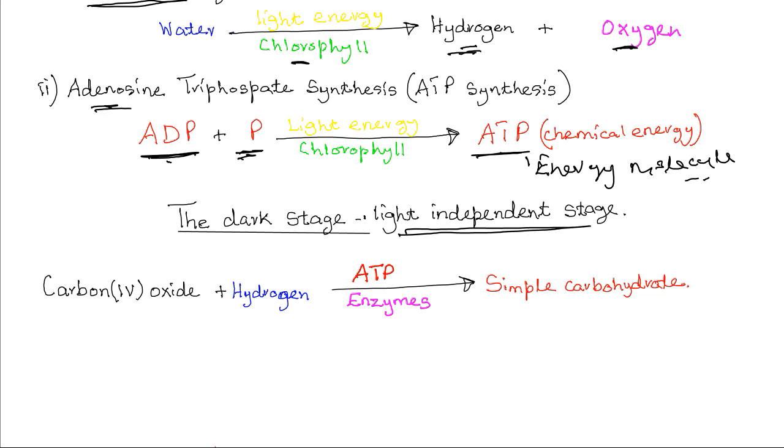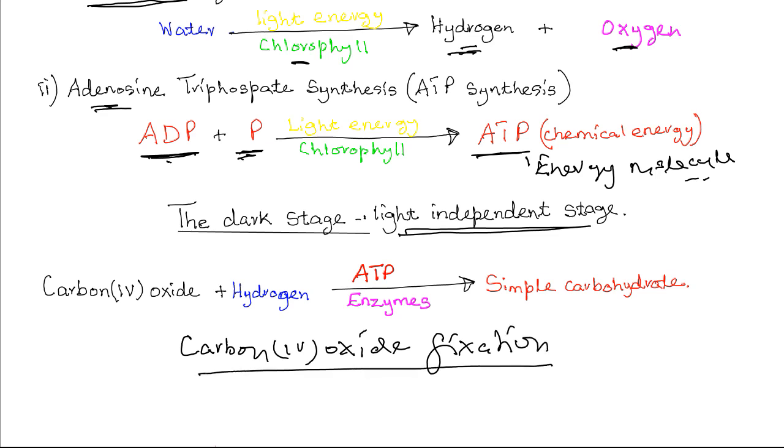Apart from being enzyme controlled, this process is energy consuming, and the energy is provided by the ATP molecules produced in the light stage. So this ATP that was formed during the light stage provides the energy that drives the carbon dioxide fixation process. The product of this fixation process are simple carbohydrates.